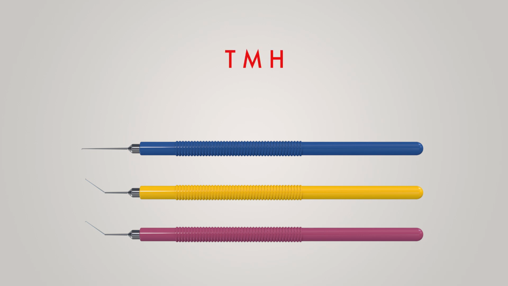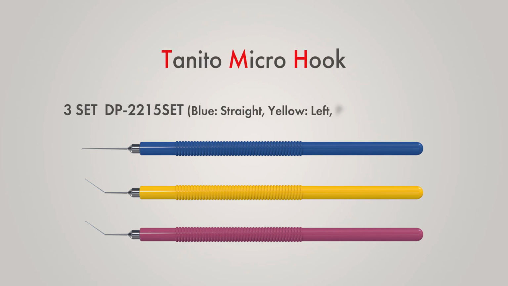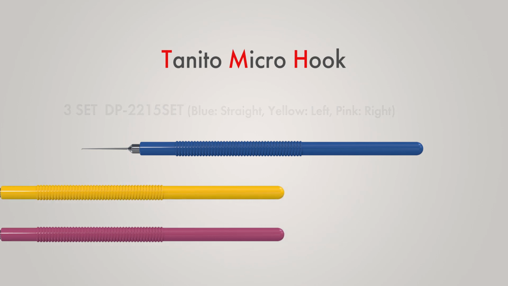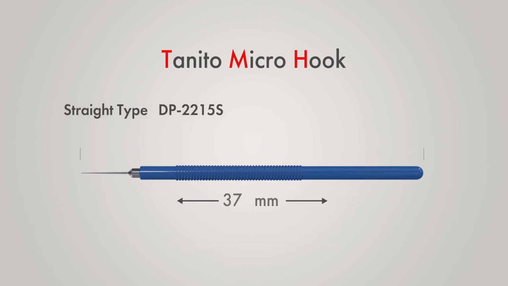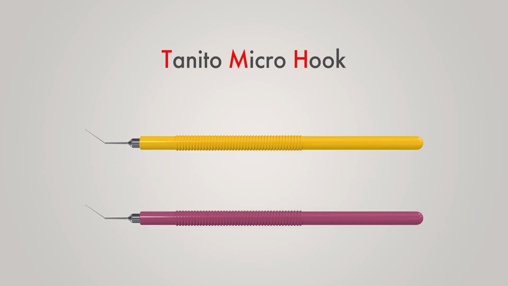This surgery uses several instruments, one of which we developed, specifically the TMH, a microhook for ab interno trabeculotomy. A straight version with a total length of 126 millimeters is suitable for the temporal approach to the nasal meshwork and for the superior approach to the inferior meshwork, and the left or right version for the nasal approach to the temporal meshwork.